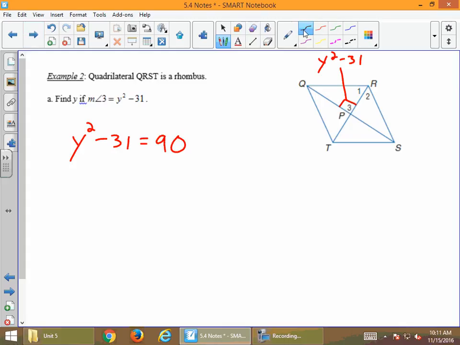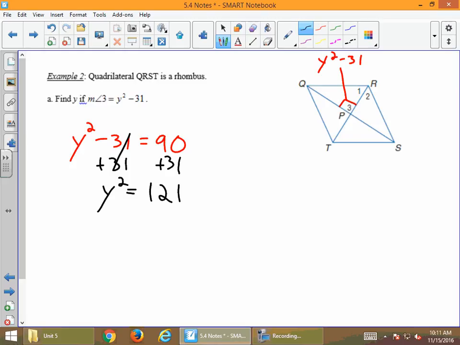And again, just like before, we're ultimately solving for y. What's my next step in the process? Add 31. I tend to agree. Here you go. Y squared equals... 121, good. How do I get rid of that square?